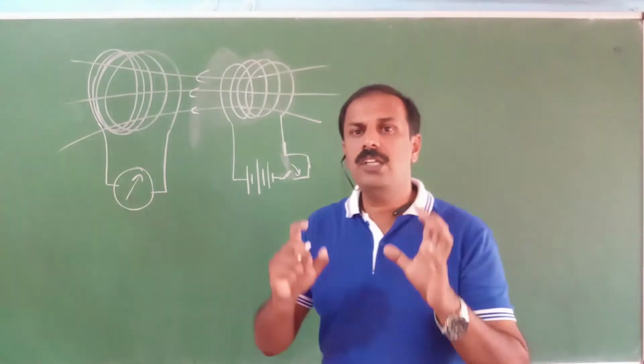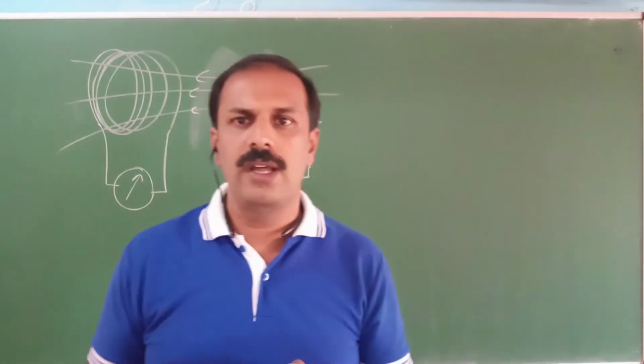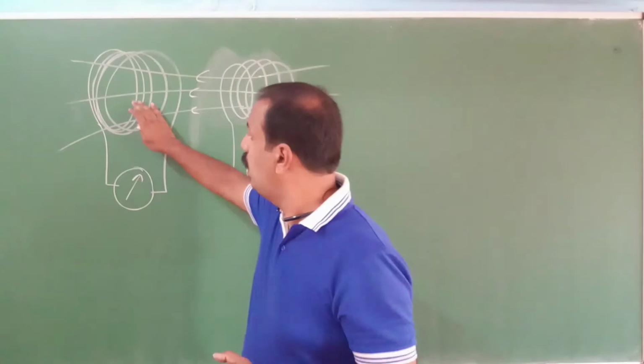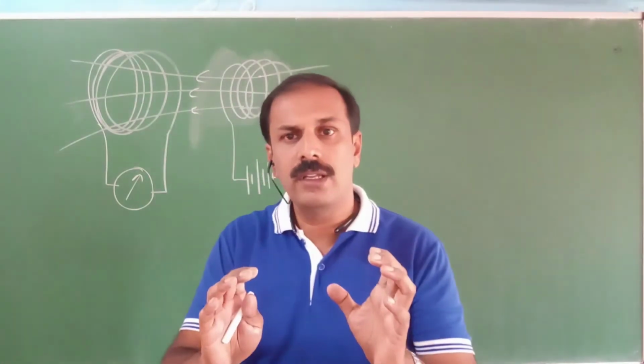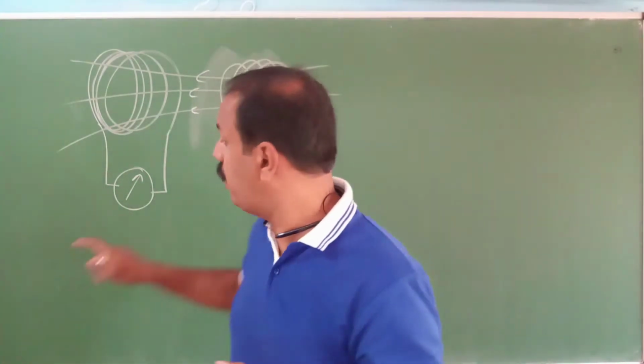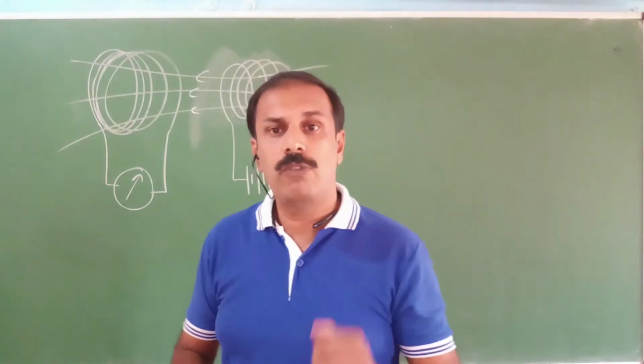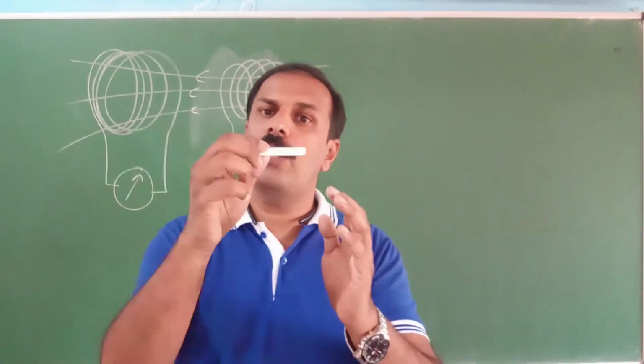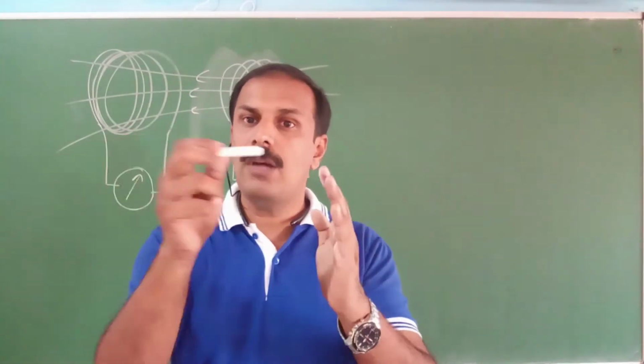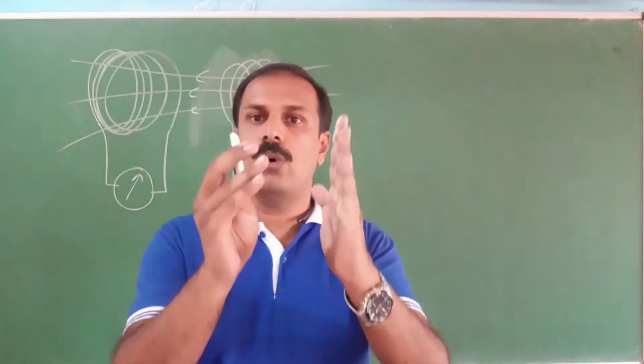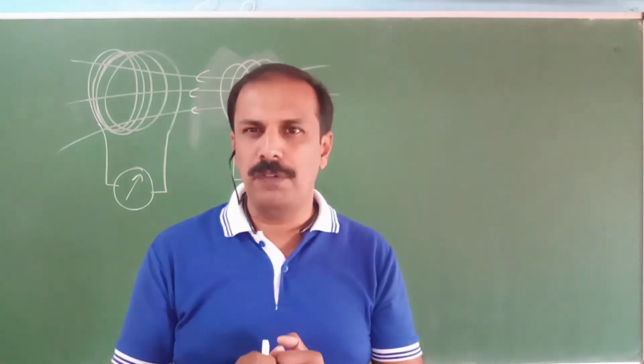So what is the meaning of all these three experiments? If you keep a coil in a magnetic field, it won't produce any current in the coil. What we need is, we have to move the bar magnet. Moving the bar magnet means your coil is kept in a changing magnetic field.